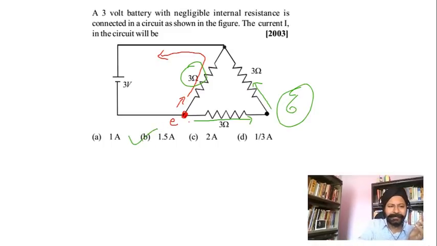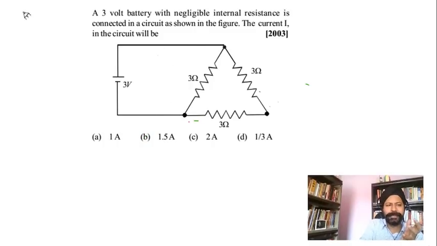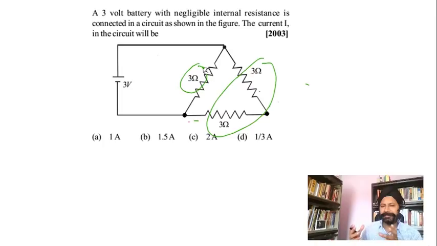Okay, I will repeat this again and I will also do the proper method for the students who want to go by the formula. Okay, very quick calculation there. I can see that this is in series, so 3 + 3 gives me 6. 6 and 3 are in parallel. Oh wow, that 3 and 6 is a good combination. That gives me 2 ohms.